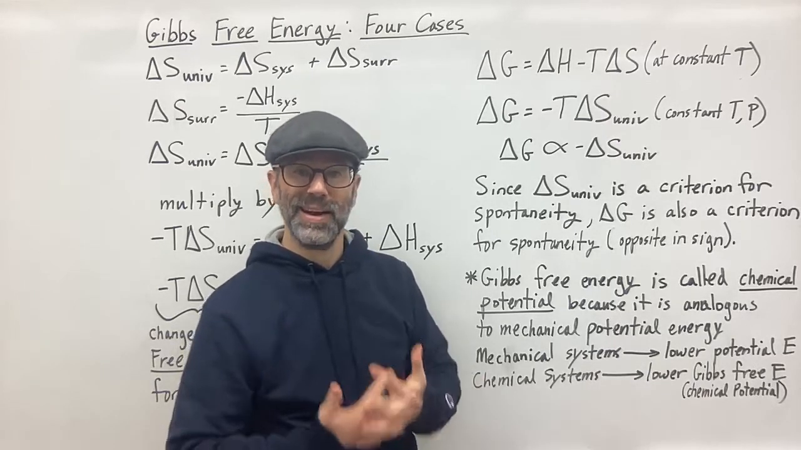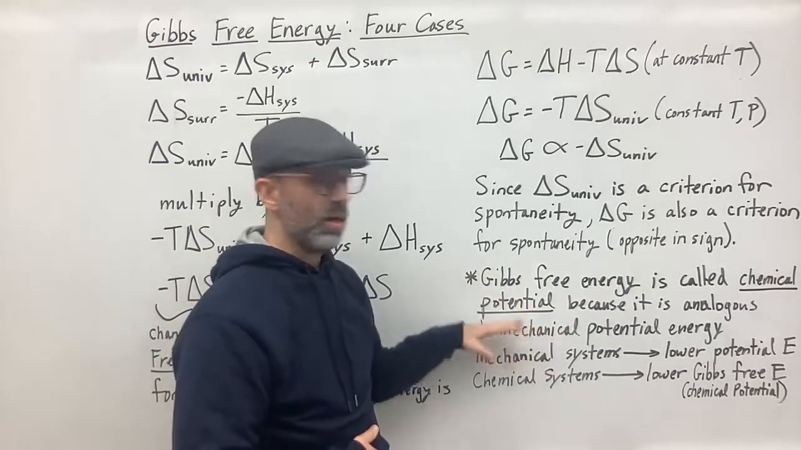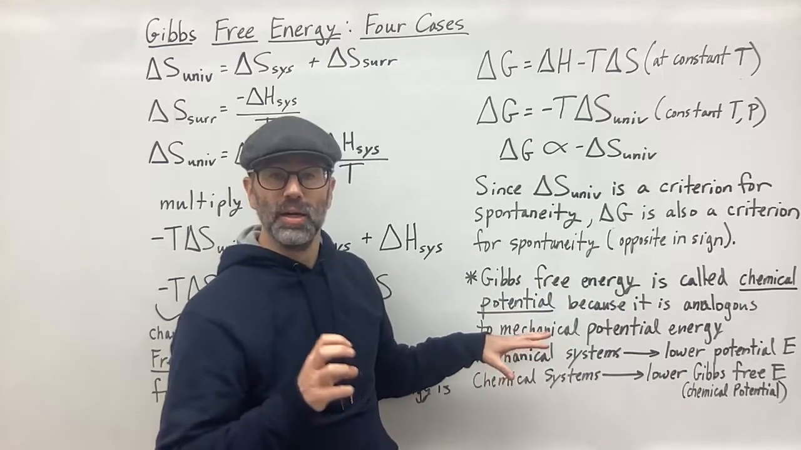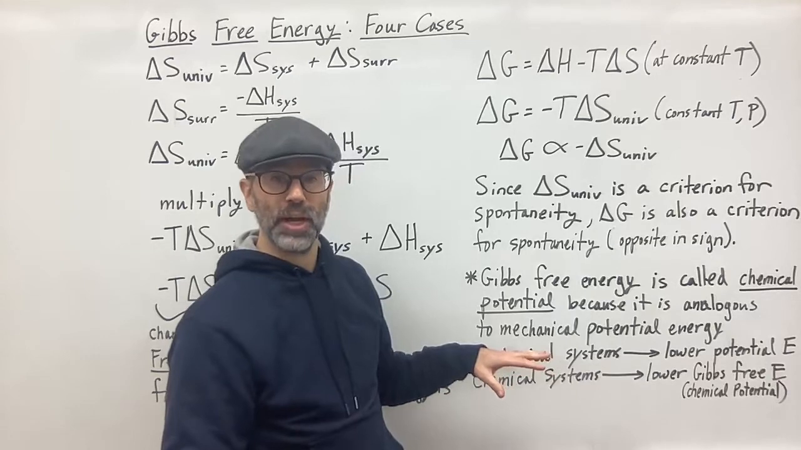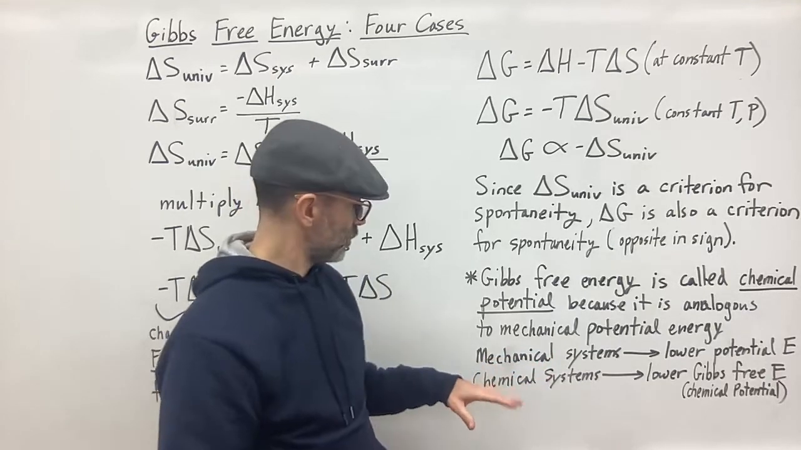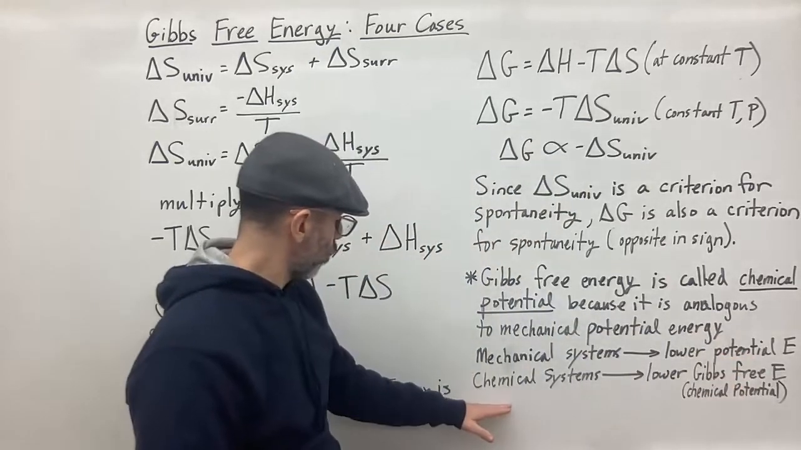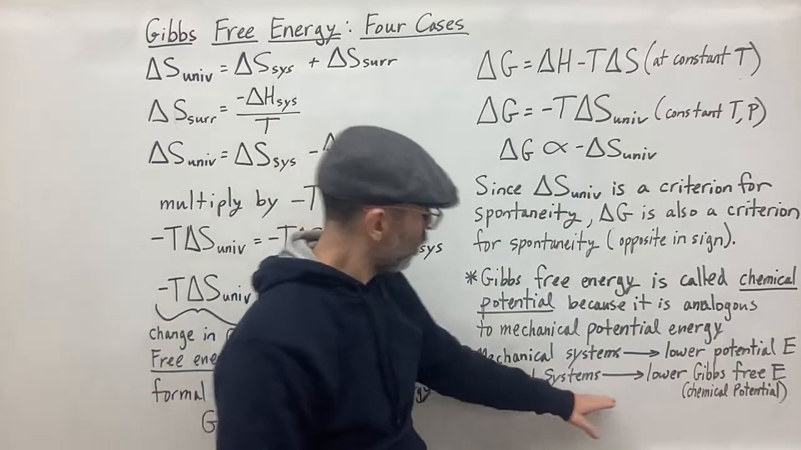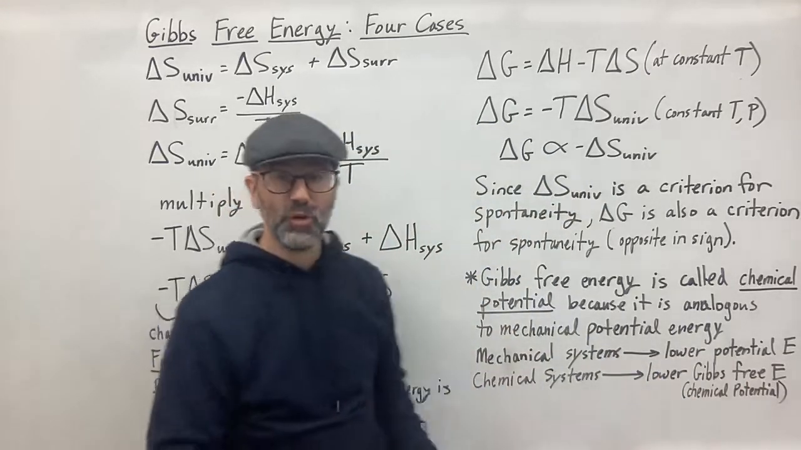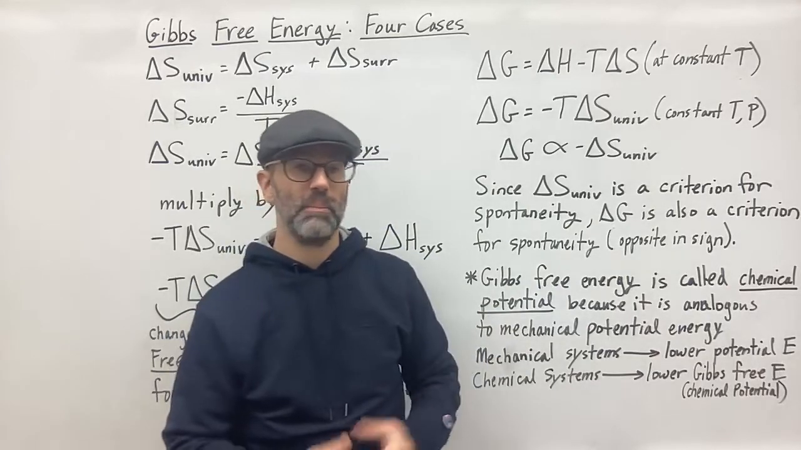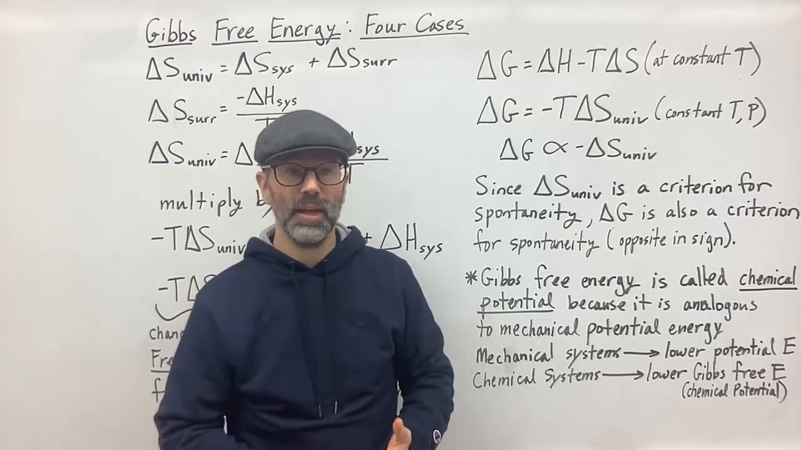So in an analogous way, the Gibbs free energy is also a chemical potential. So all processes go towards lowering the Gibbs free energy or the chemical potential. Just like mechanical systems lower potential energy, so also chemical systems lower the Gibbs free energy or the chemical potential. So Gibbs free energy is a way that we can determine whether or not a process is going to be spontaneous or not.